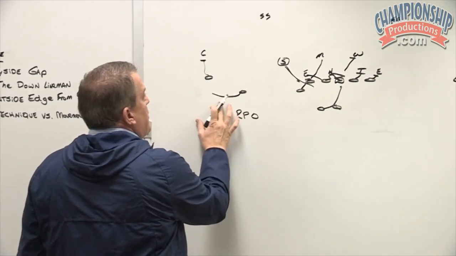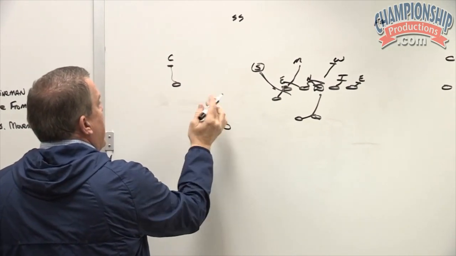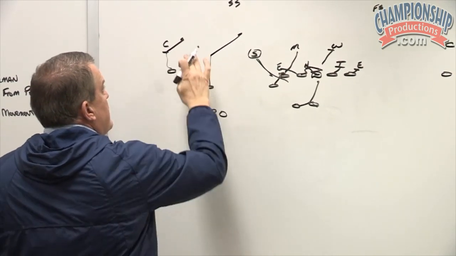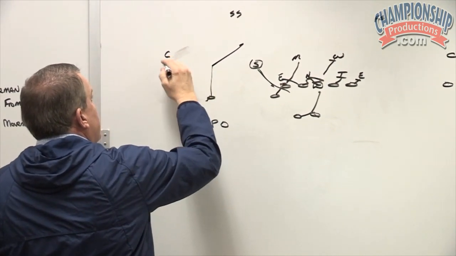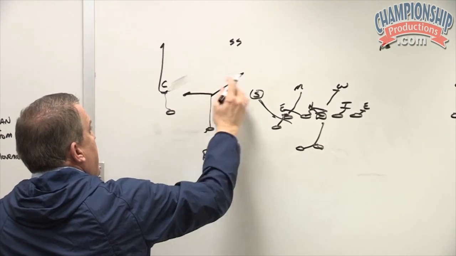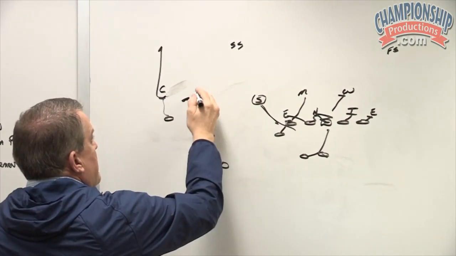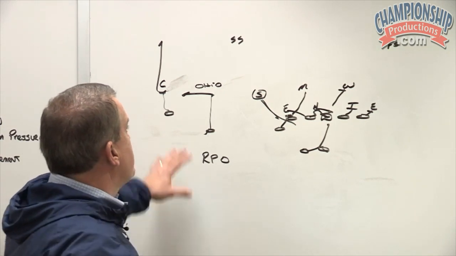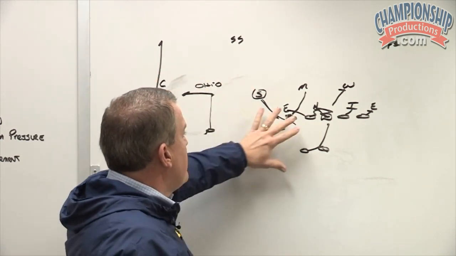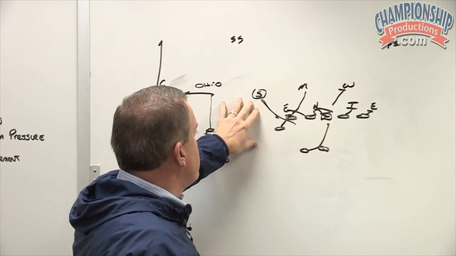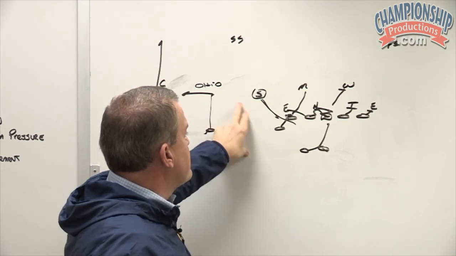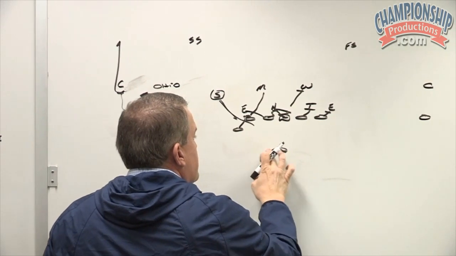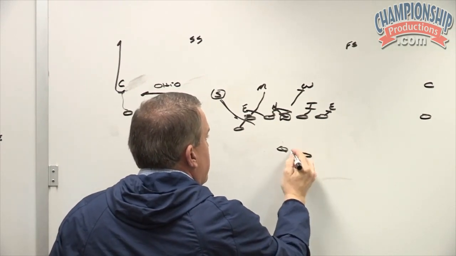So you can go bubbles. You could have slants. You can have a fade and an out. Some people call that an Ohio route. But you can have different variables based on the coverage out here that give you options to the side the running back's on.